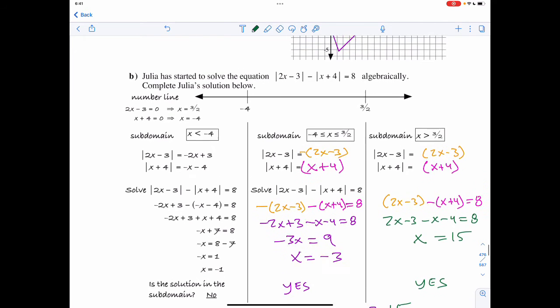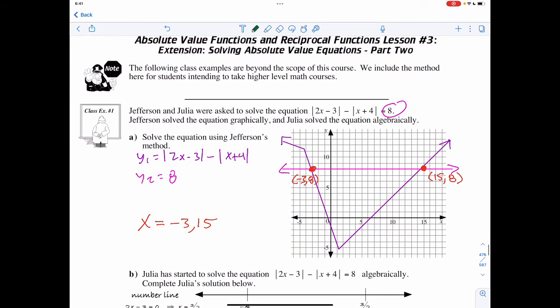So when I go back and look at my graph, I can see that there is a solution between the two changing points occurring here and here. And there is a solution in the top domain, which matches what we just found.